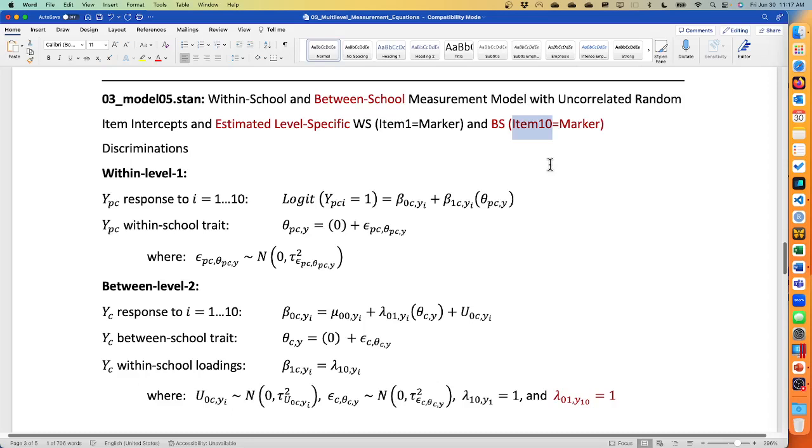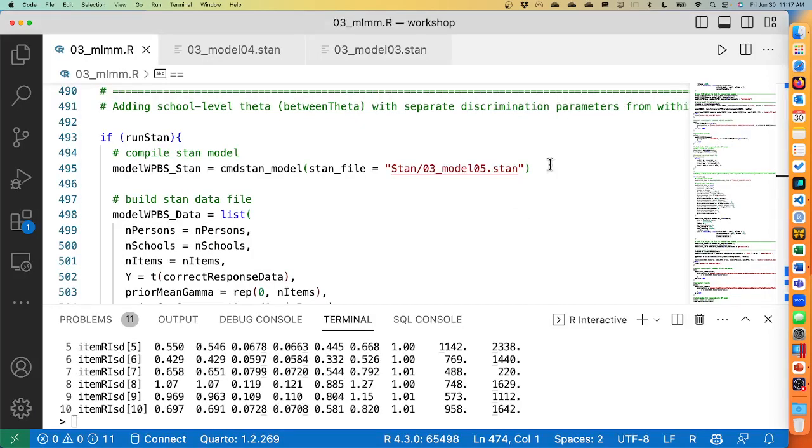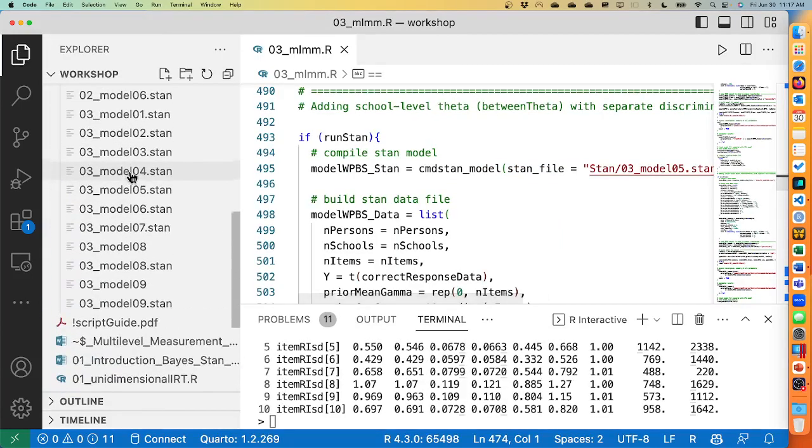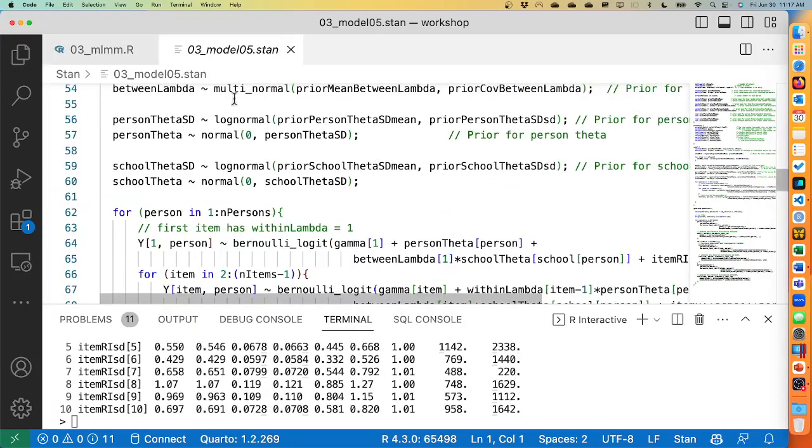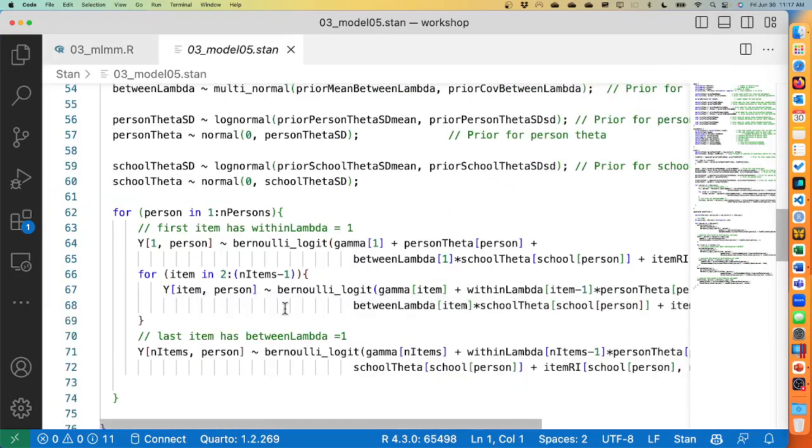Any other questions? To the code. Close those. Model 5. Okay, here we go. What do we do now?